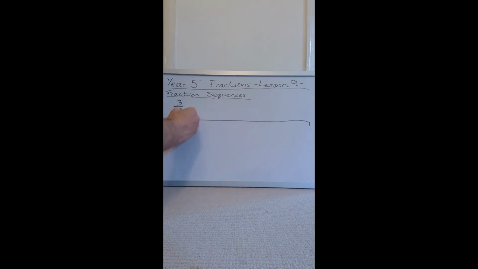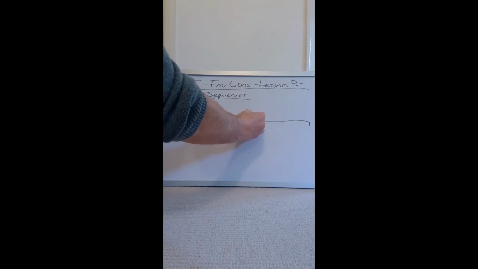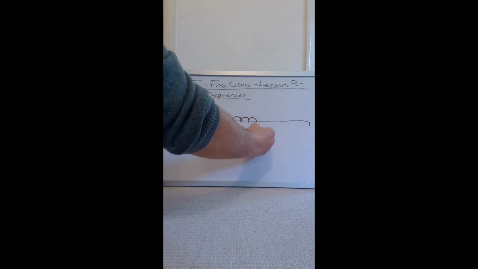So if I do 1, 2, 3 jumps, well, this would be 1/10, this would be 2/10, and then this will be 1 and 3/10. And then begin the process again. I've got 3 jumps. This will be 1 and 4/10, 1 and 5/10, 1 and 6/10. I know this is 6/10 because 3/10 plus 3/10 becomes 6/10. Start the process again. 1, 2, 3. 1 and 7/10, 1 and 8/10, 1 and 9/10.